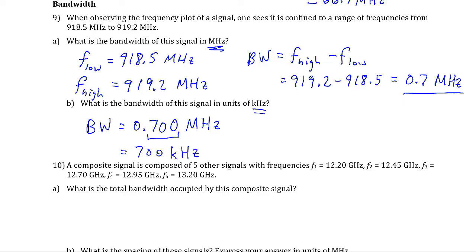Alternatively, I can multiply the 0.700 megahertz by 1000 kilohertz equals 1 megahertz. This is a conversion factor. You can see that I've got it set up so that the megahertz units cancel from numerator to denominator, and I'm left with kilohertz units. I take the 0.7 and multiply by 1000 to get 700. Okay, and that's how you do this problem.